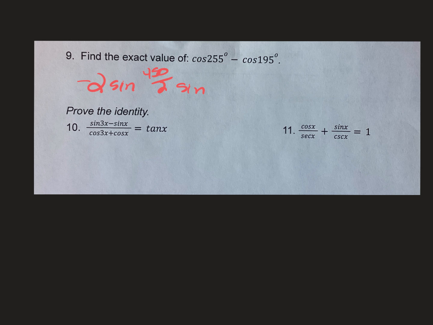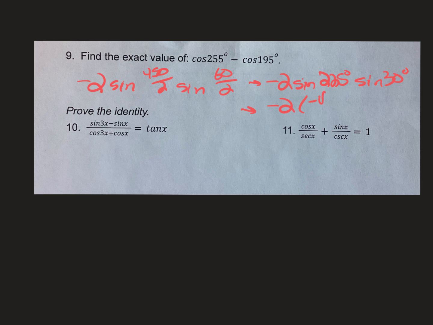Okay, 255 minus 195 is 60 degrees over 2. Now, let's simplify that a little bit. I got negative 2. 450 divided by 2 is 225. And 60 divided by 2 is 30. And we know those values. That's where we're trying to find the exact value.